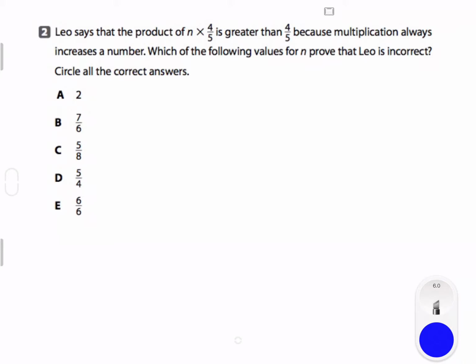So Leo says that the product of n times 4/5 is greater than 4/5 because multiplication always increases a number. Which of the following values for n prove that Leo is incorrect? Circle all the correct answers.